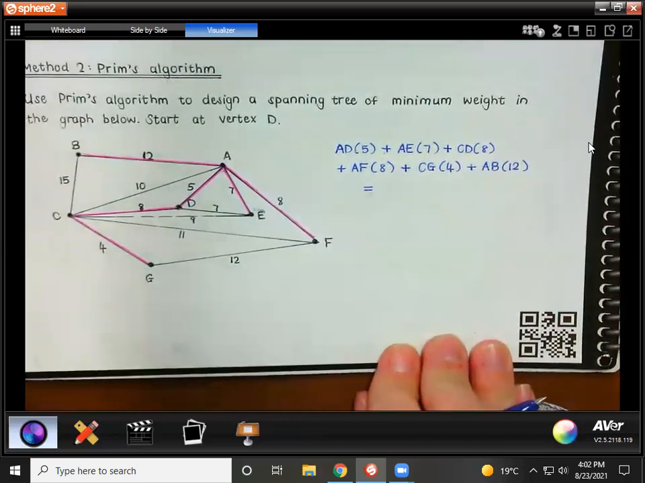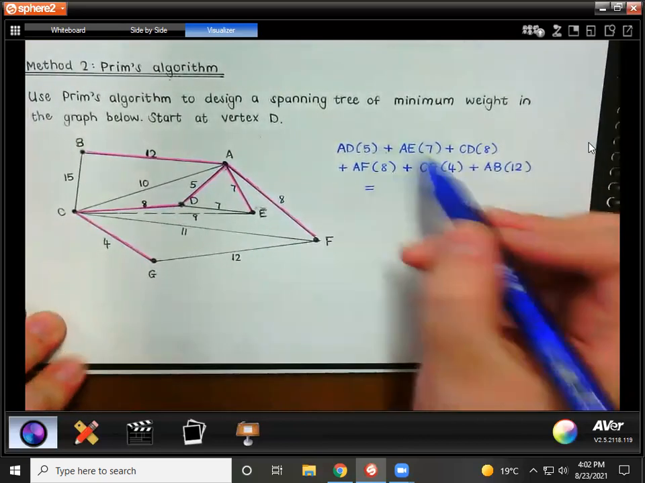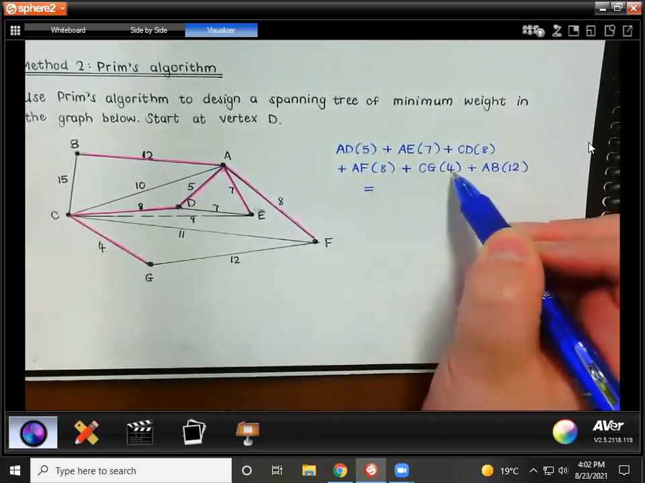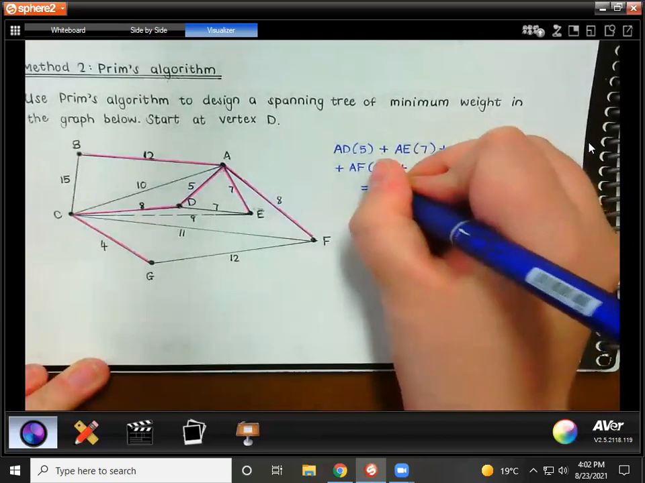And now we add all of those numbers together. And what do we get? 5 plus 7 is 12. That's 20, 28. 32 plus 12 is 44.